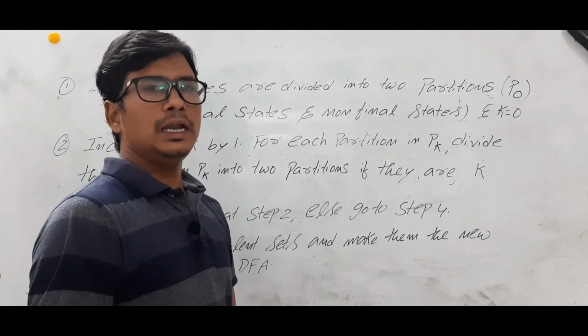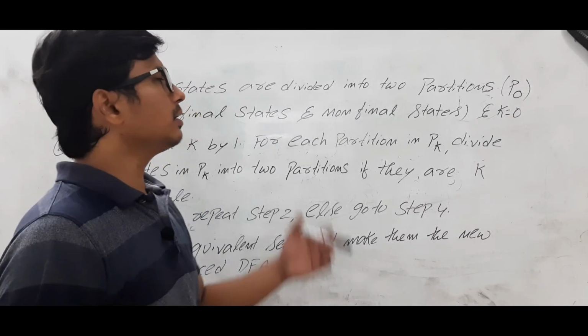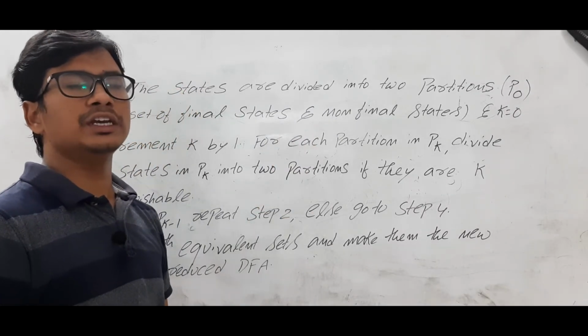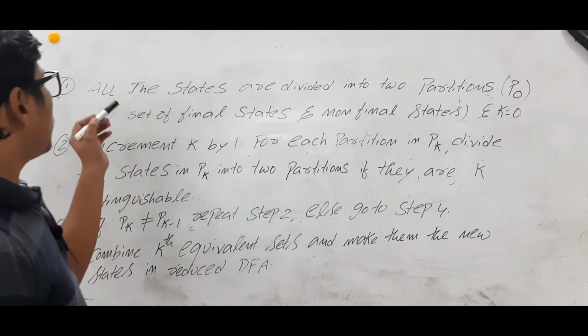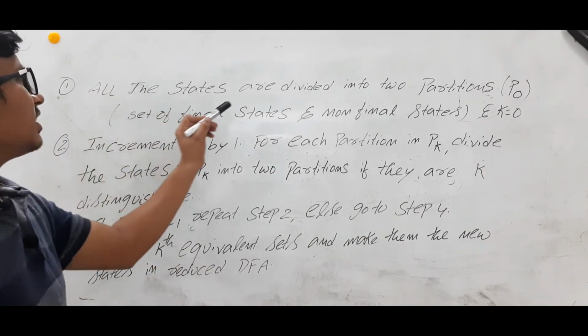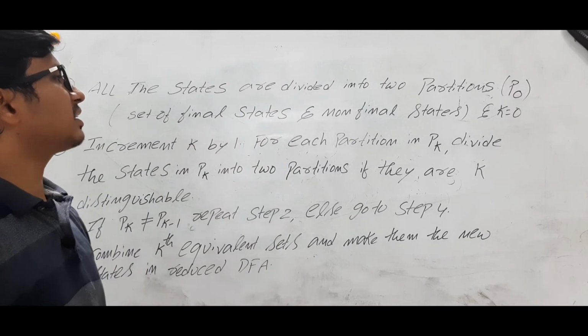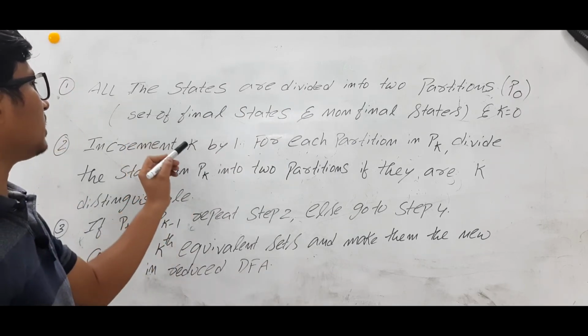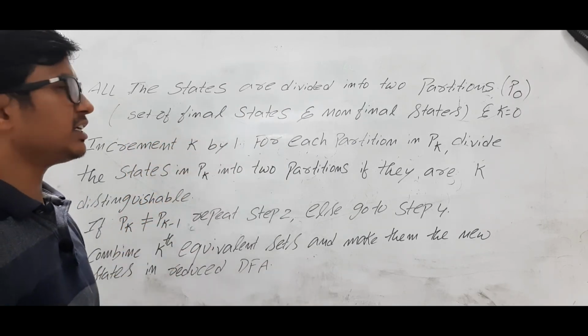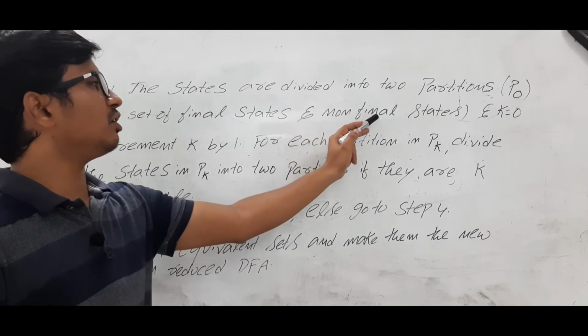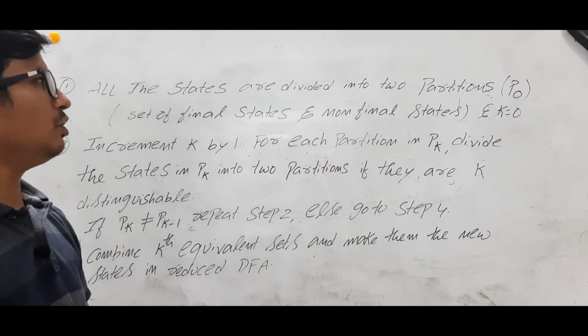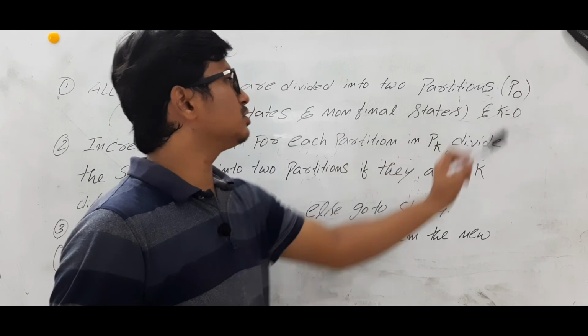So we will discuss the steps in reducing the DFA. Let me discuss the steps in minimizing the DFA using the equivalence method. What is step 1? All the states are divided into two partitions. The partition 1 consists of the set of final states and another partition consists of non-final states. So it will be represented as P0.